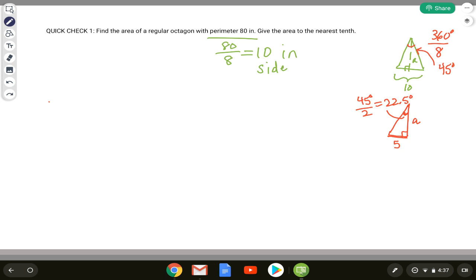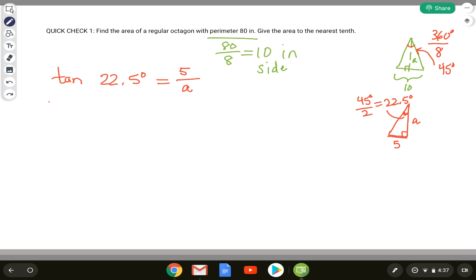Now I'm going to solve this just like I did the other one. I have an angle, 22.5 degrees. I'm going to use tangent because I'm not given the hypotenuse. I am given a leg, and I'm looking for another leg. So if it's including just the legs, it's going to be tangent. The opposite side would be the one labeled 5, and the adjacent side would be the one labeled A.